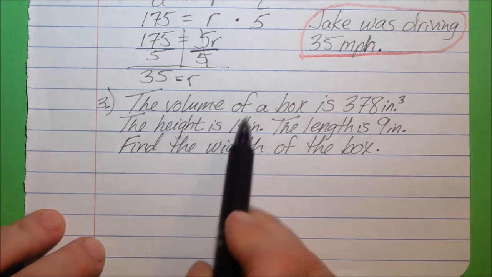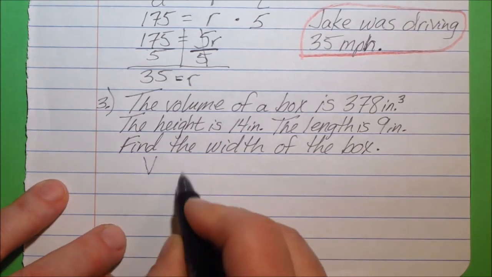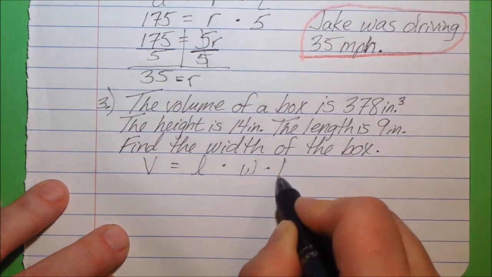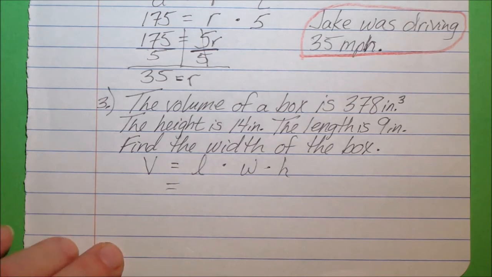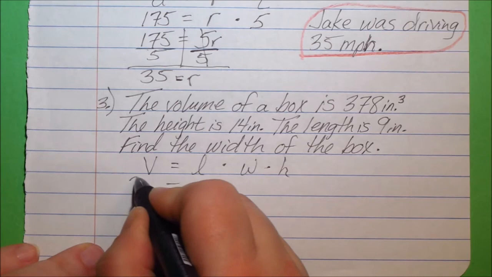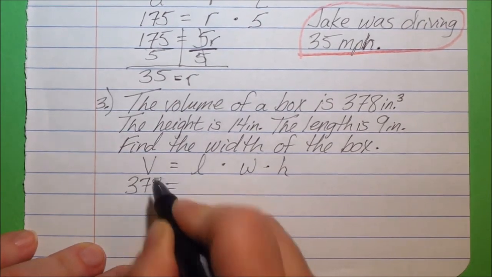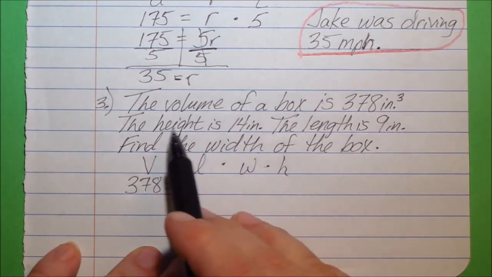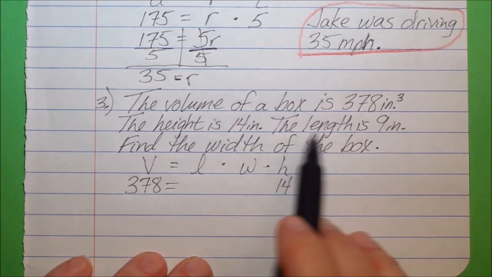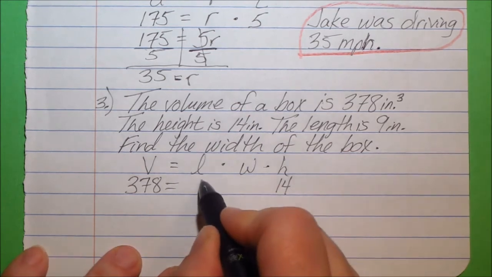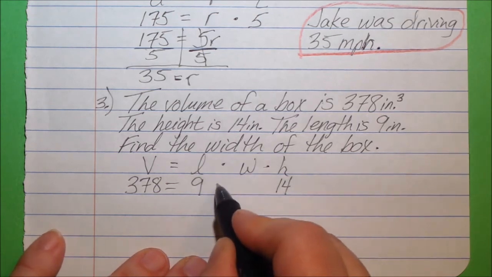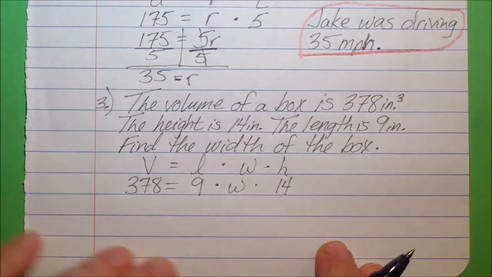So we're dealing with a volume problem here. The formula for volume is V equals length times width times height. Second step is to plug in any known values. Well, we know the volume of the box is 378. So I'm going to write that right down here under V for volume, 378. I know the height is 14 inches, so I'm going to write 14 under the H. I know the length is 9 inches, so I'm going to write 9 under the L for length. I have to find the width of the box, so I just bring down the W in my multiplication symbols.